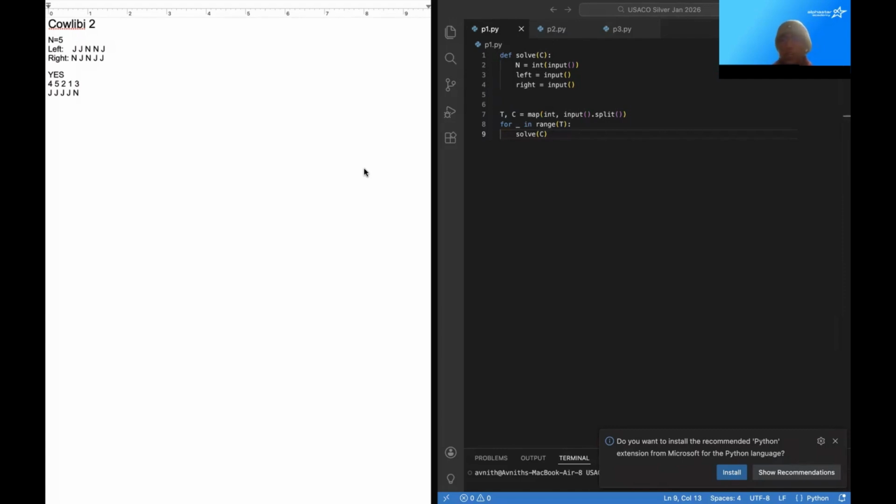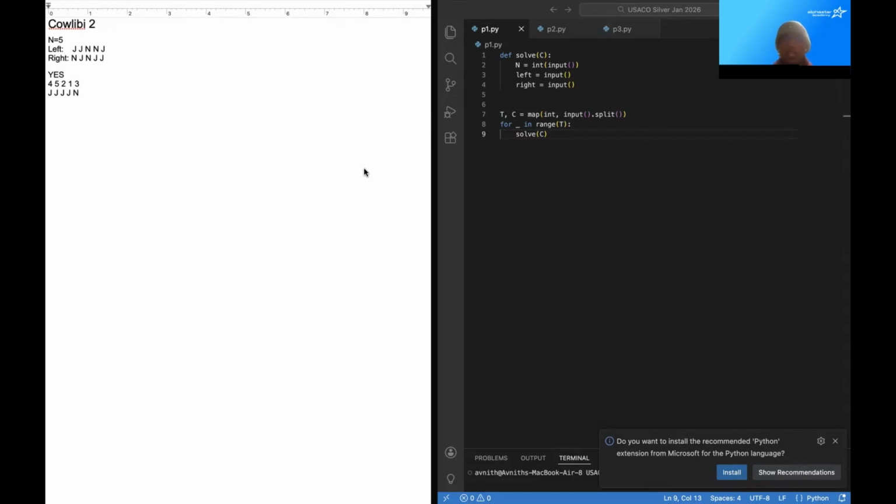So in this problem, we're given that there's a circle of n cows, and each cow either belongs to Farmer John or to Farmer Nodge. And we don't know the arrangement. Our goal is to find the order of these cows around the circle, as well as which farmer each cow belongs to. But the only piece of information that we're given is each cow tells us whether the cow on her left and her right belong to Farmer John or to Farmer Nodge. And in addition, Farmer Nodge's cows always lie, and Farmer John's cows always tell the truth.